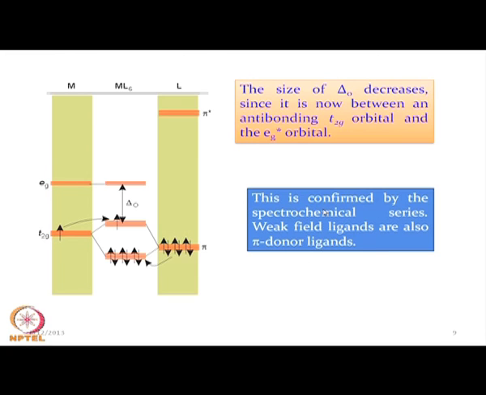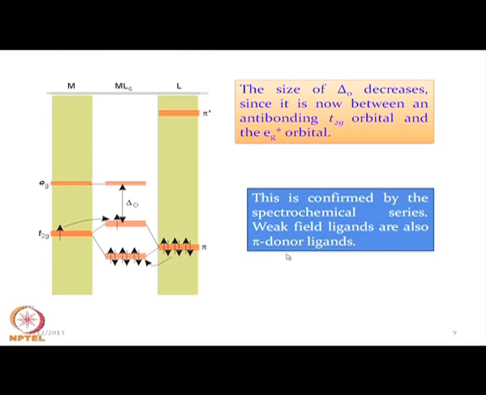So, this basically confirms the corresponding position of these ligands like iodide, chloride and sulphide in the spectrochemical series, and basically what we are getting over there as weak field ligands are also pi donor ligands. It is not that if we have any kind of pi interactions that they will be strong enough. So, our notion is that if we have any kind of pi interaction, the ligands would be strong enough, but it is not so with the pi donor ligands.